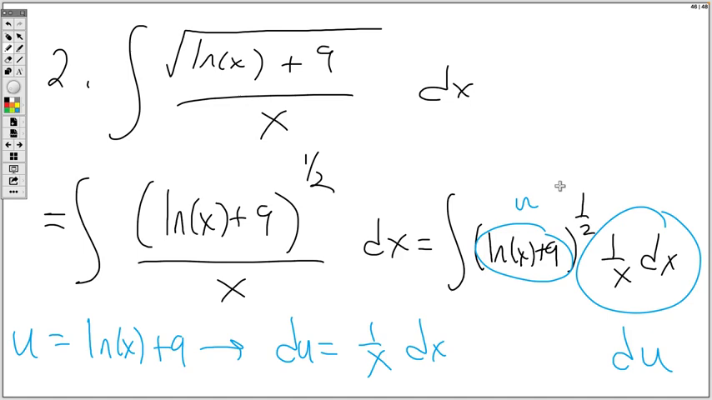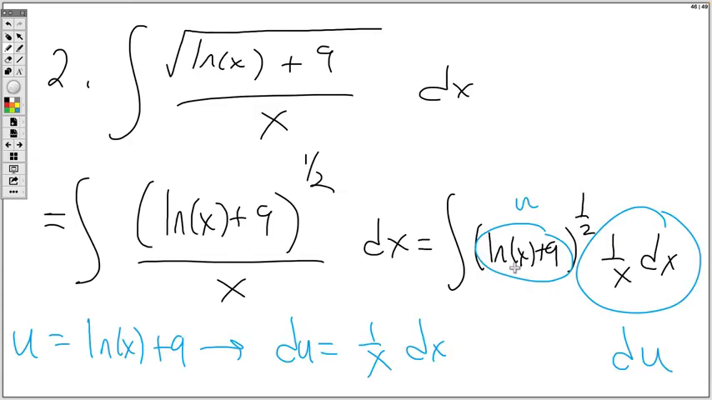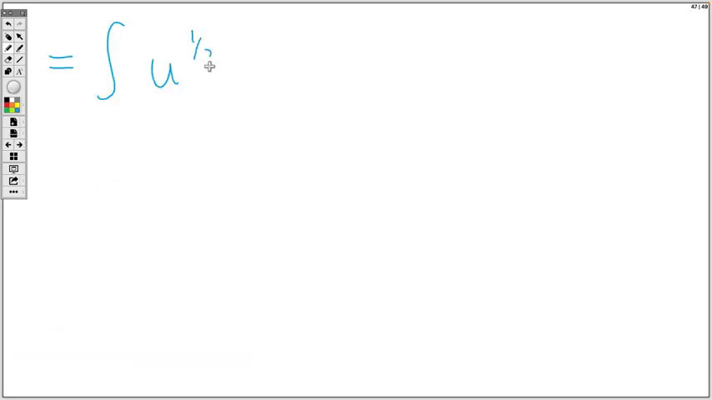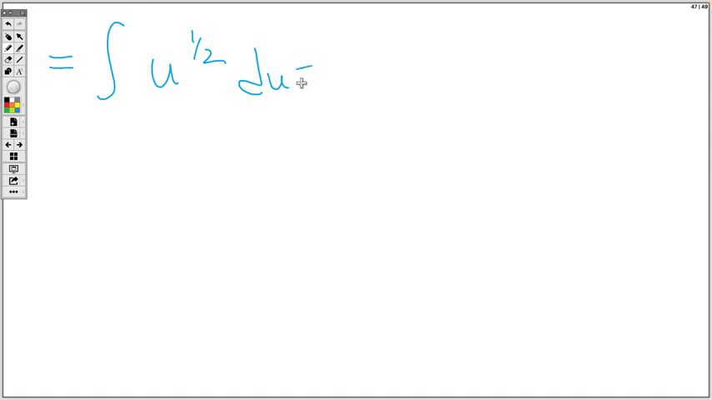Okay. So this very complicated looking integral that's got square roots, logs, and division, in the land of u reduces down to what? Instead of natural log of x plus 9 to the 1/2, it's just what? U to the 1/2. And 1 over x dx, that's just what? Du. So here we go. We're back to a power rule.